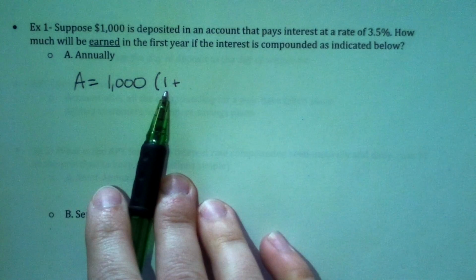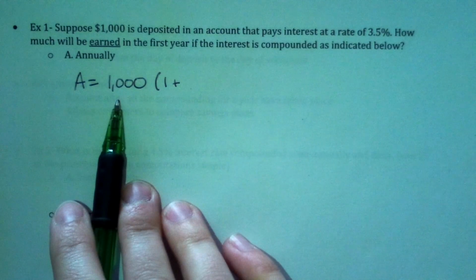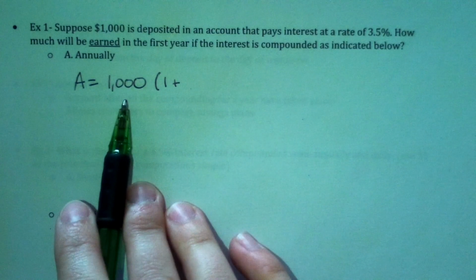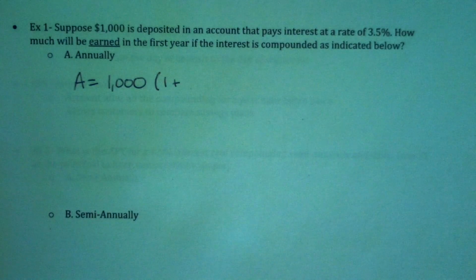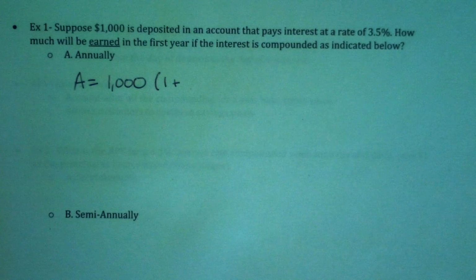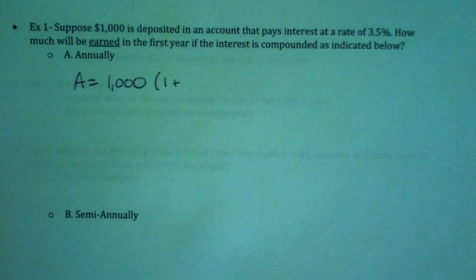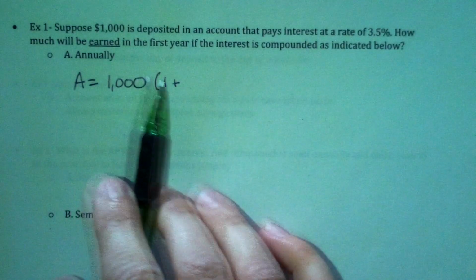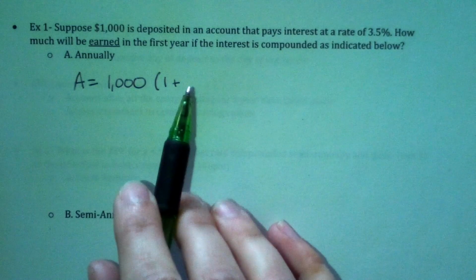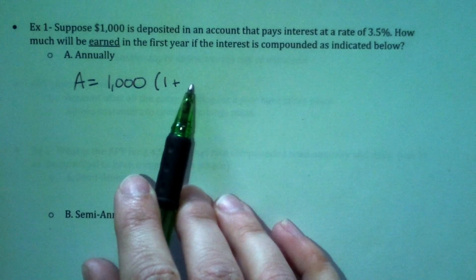Close our parentheses, and then it's going to be to the power of our number of years. In this case, I think we're just doing it for the first year. So if it's just the first year, it'd just be to the power of 1. So then there you would just kind of start by solving this out, making sure you're following order of operations where we start inside the parentheses, right? So we would add that together first.